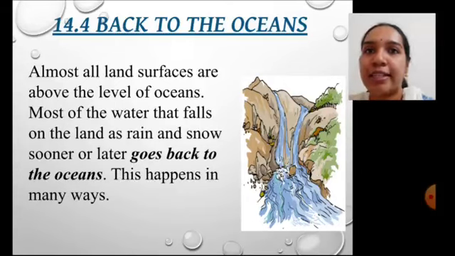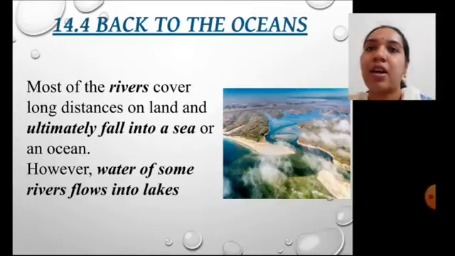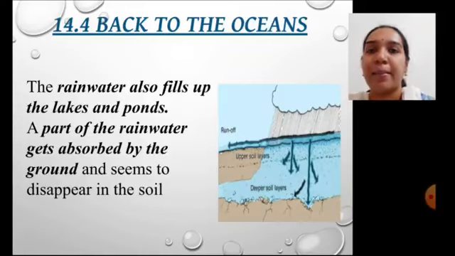All this water that reaches the land eventually again reaches back to the oceans. All the snow which melts and the water on land due to the rain flows in the form of rivers and ultimately reaches the oceans. But some rainwater is absorbed into the ground and stored as groundwater.